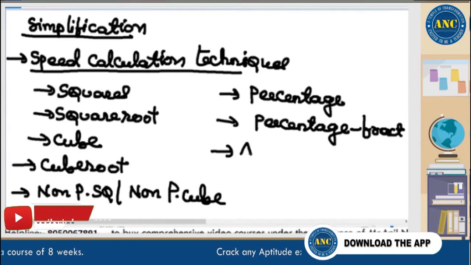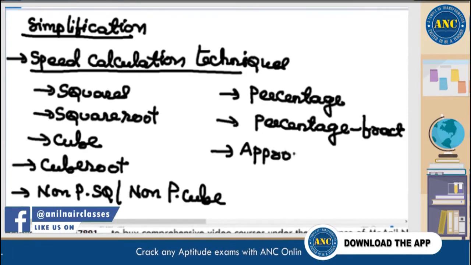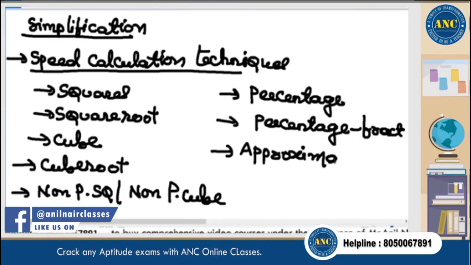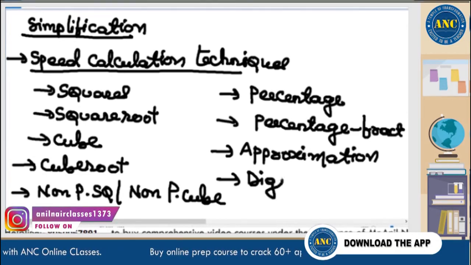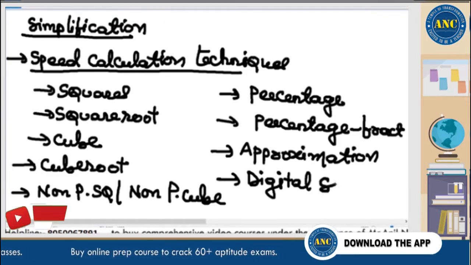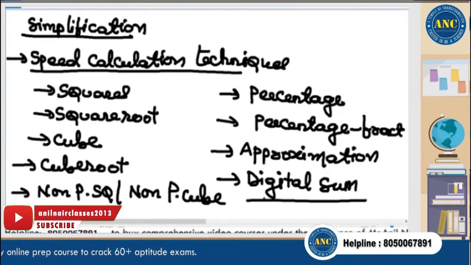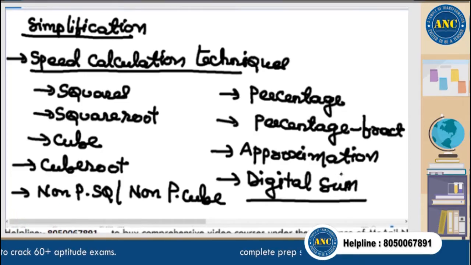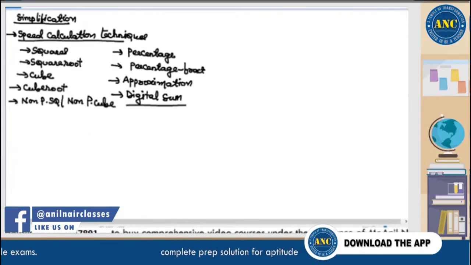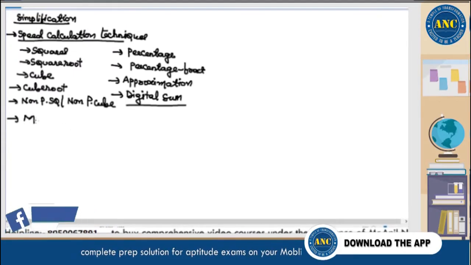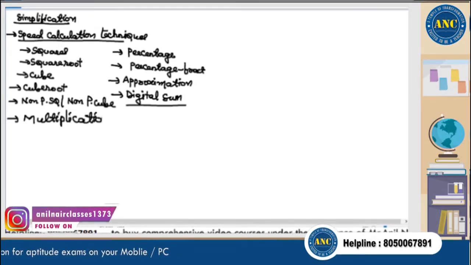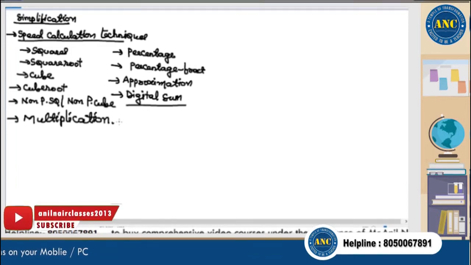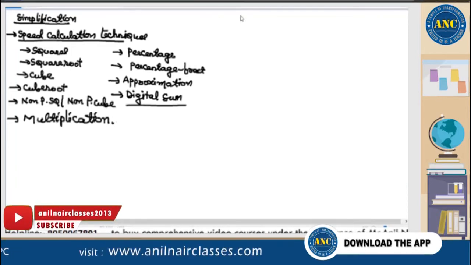Next is approximation. Next is the most beautiful concept. By the end of the class you will understand when to use a digital sum and when not to use a digital sum. You will get clarity on all these concepts. Next is multiplication. Wherever necessary, I will discuss these concepts.